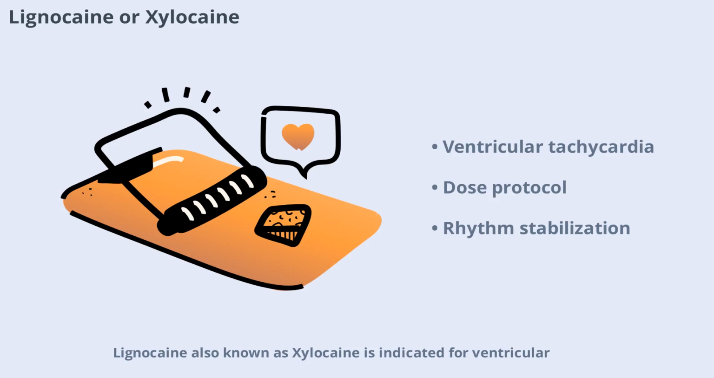Lignocaine, also known as xylocaine, is indicated for ventricular tachycardia and ventricular premature contractions. The dose is 1 milligram per kg body weight, followed by 0.5 milligrams per kg, and then an infusion, with a maximum of 3 milligrams per kg. This drug helps stabilize abnormal heart rhythms during cardiac arrest and is an important part of advanced cardiac life support.